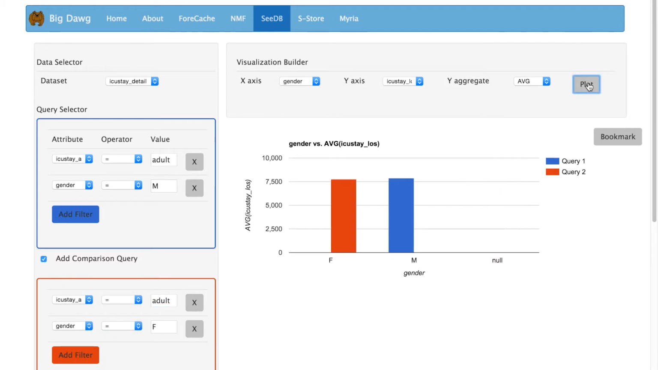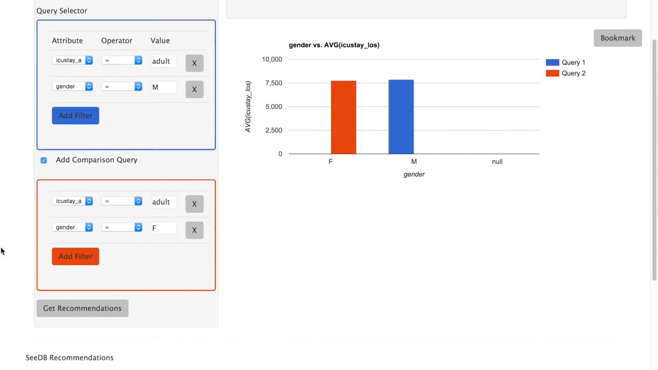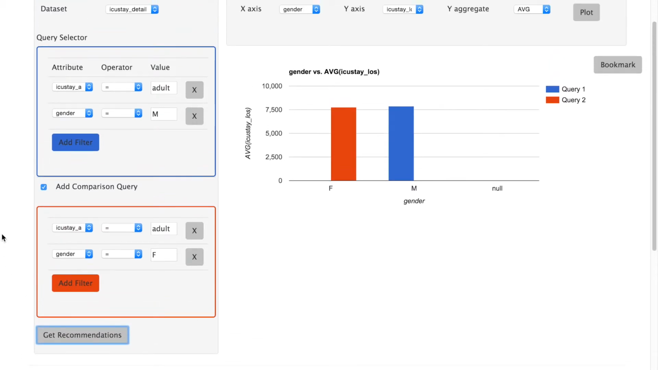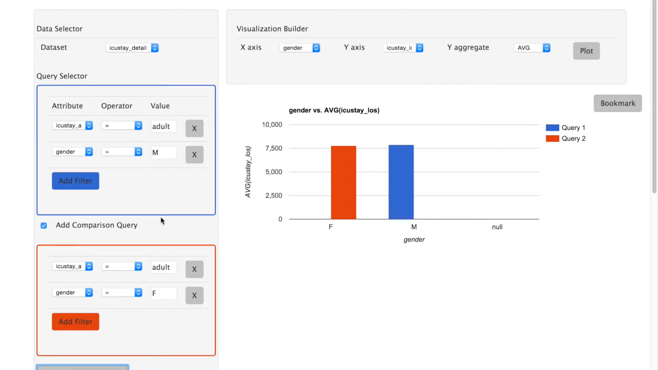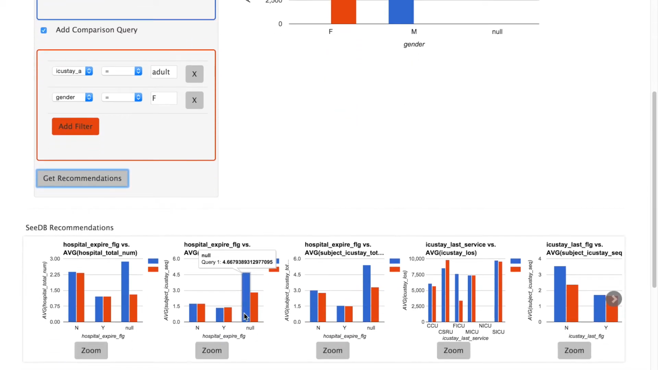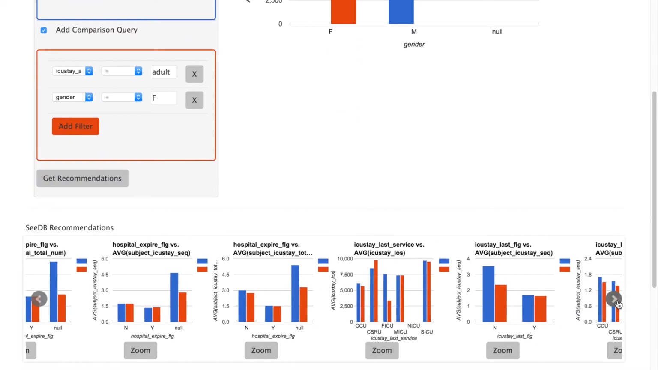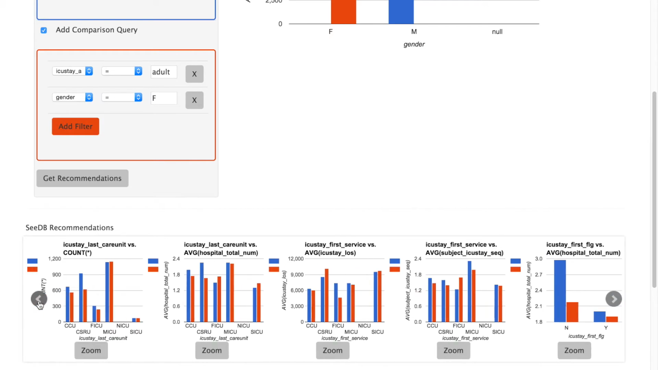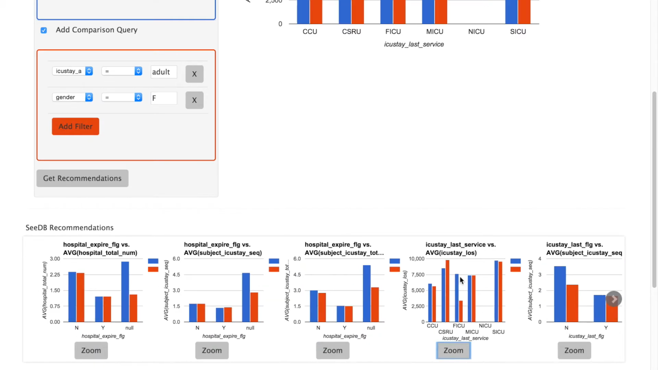So as before, you can choose to plot each of these, or you can choose to ask SeeDB for recommendations. What this does is it looks at the datasets identified by the two filters, which is the male adult patients and the female adult patients, and it finds visualizations that show differences in the two datasets. So we show a whole bunch of visualizations at the bottom. The user has the choice to look at thumbnails and examine them. The user can also zoom into any visualization that he or she finds interesting.